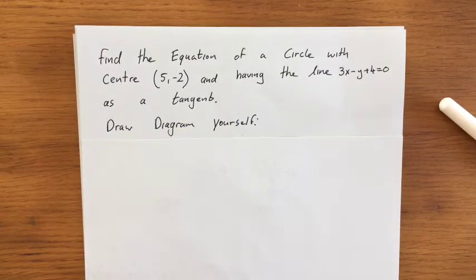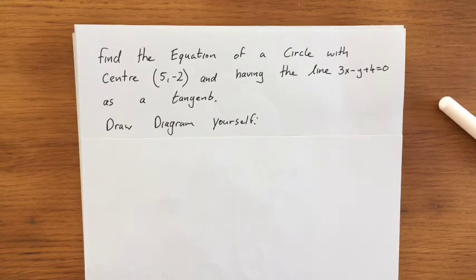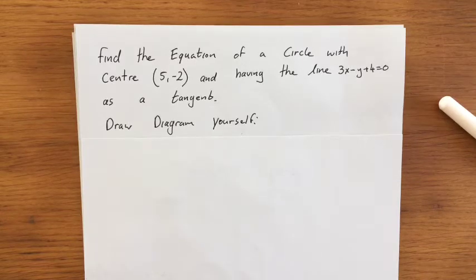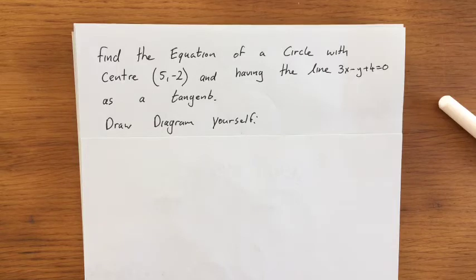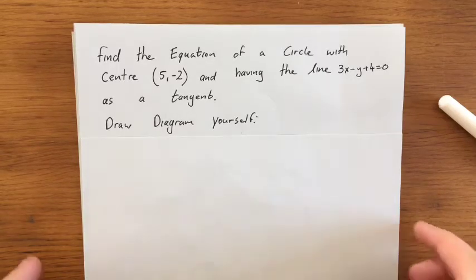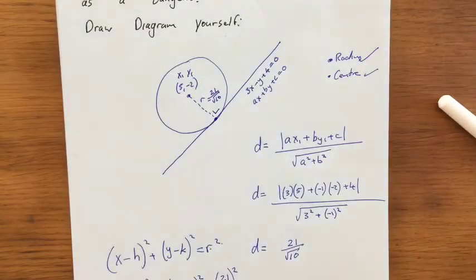Okay, so the next question I want you to try is this one here. Find the equation of a circle with a center of 5, minus 2 and having the line 3x minus y plus 4 is equal to 0 as a tangent. Okay, so I'm going to get you to do all of this yourself, including to draw the diagram. So once again, pause this video and give the question a go, and then play it again, and I'll go through it. Okay, so here is the solution to this question here.